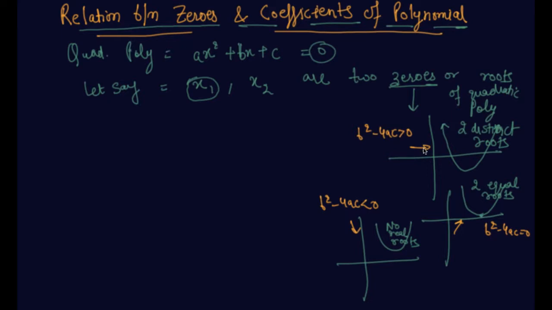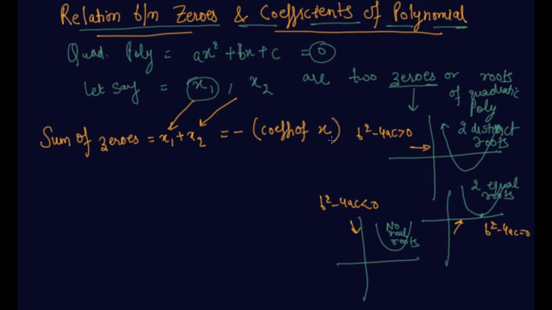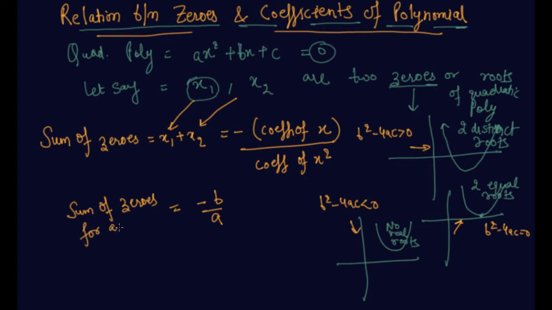So now I will tell you about the relation between zeros and the coefficients of a polynomial. To find the sum of the zeros of this polynomial, which means x1 plus x2, which we assume as the two zeros of the polynomial, this will be equal to negative coefficient of x upon coefficient of x square, which means minus b by a. So the sum of zeros for a quadratic polynomial will be minus b by a.